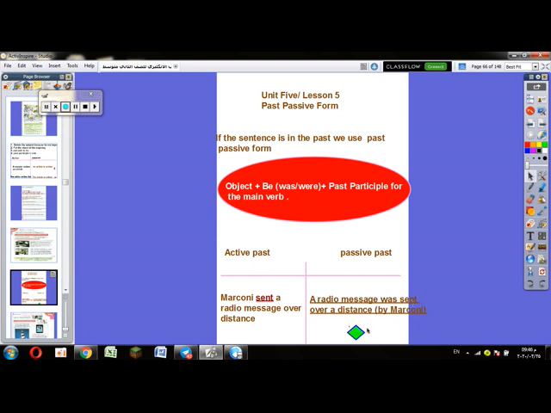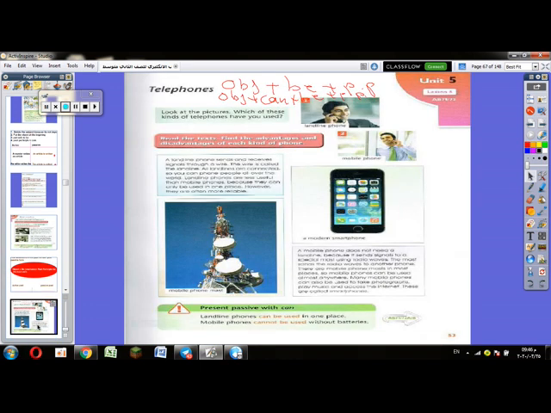So now you have another one. You need to read Unit 5, Lesson 6 and answer the questions in Activity Book pages 71 and 72 on Google Classroom.